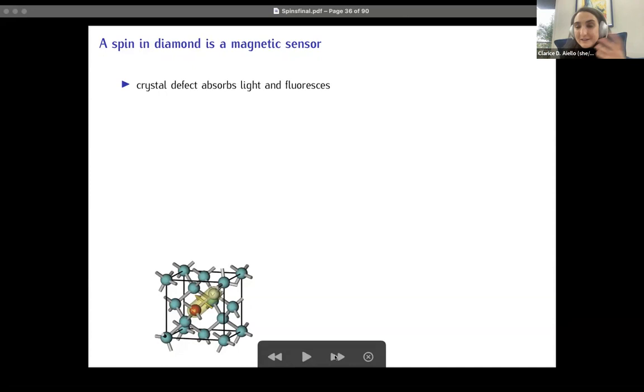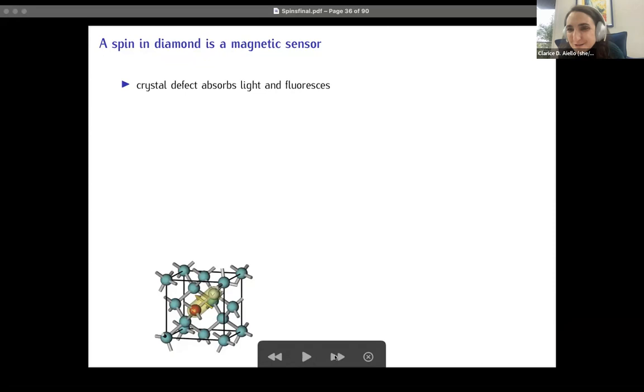It turns out that this defect behaves as a single electron spin, differently from electrons that usually occur free in nature. The spin of this trapped electron is one. The magnitude is one. So if you remember, there are three possible spin states, because two times the magnitude of the spin, two times one plus one, gives us three possible states. We're going to see those three possible spin states very soon.